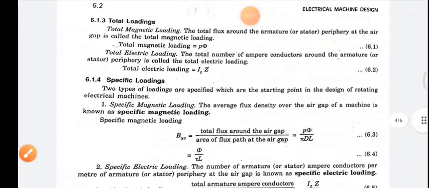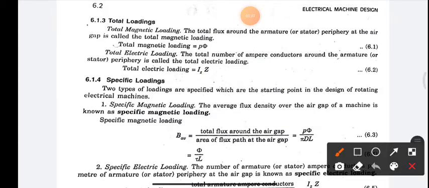Now moving forward, the first topic that we are going to cover is loadings on an AC machine. There are two types of loadings that we have to take care of. The first one is total magnetic loading and the second one is total electric loading. First of all, we will see total magnetic loading. It is nothing but the flux around the armature. We know that in the construction of an AC machine there is a rotor, then there is an air gap, and then there is a stator.